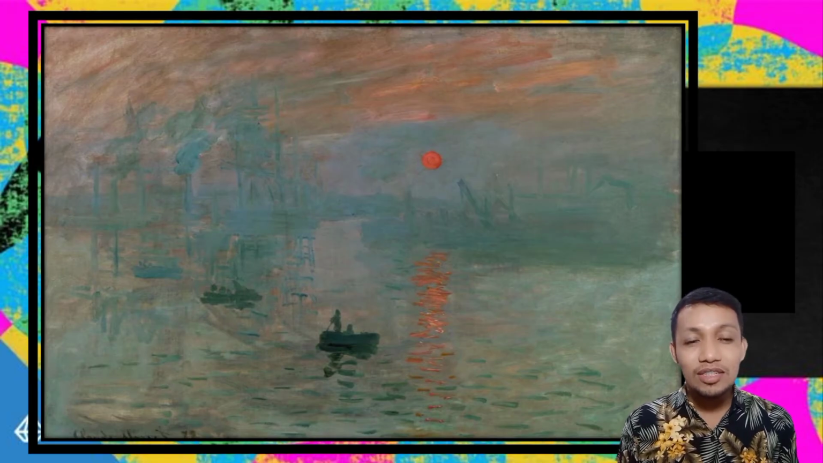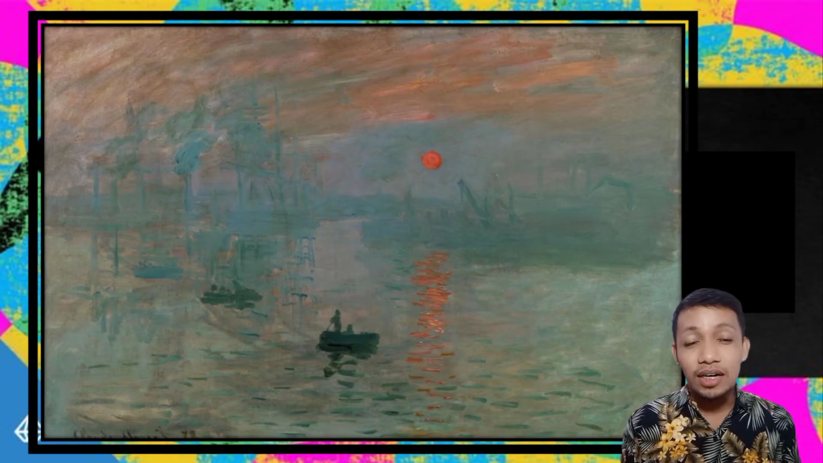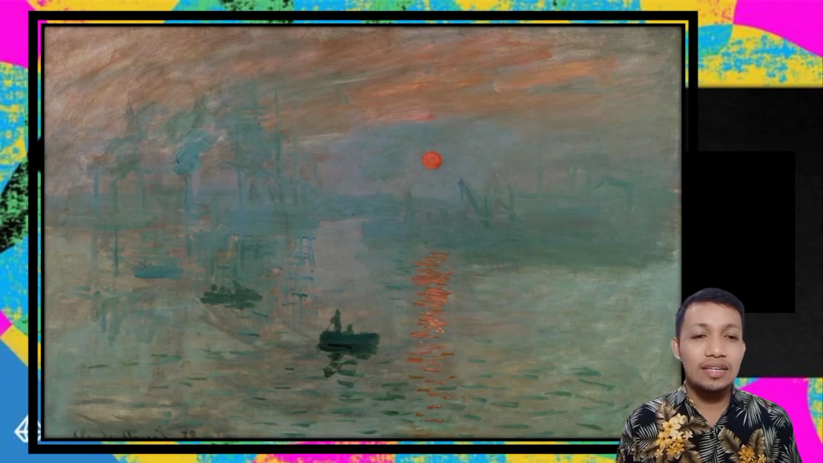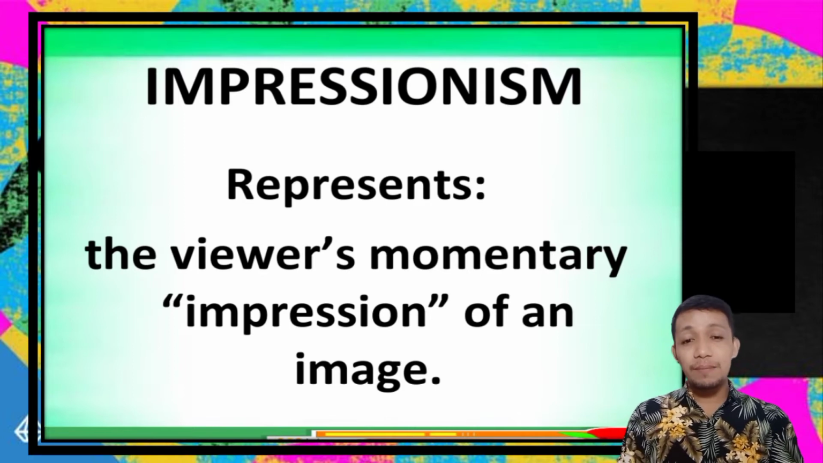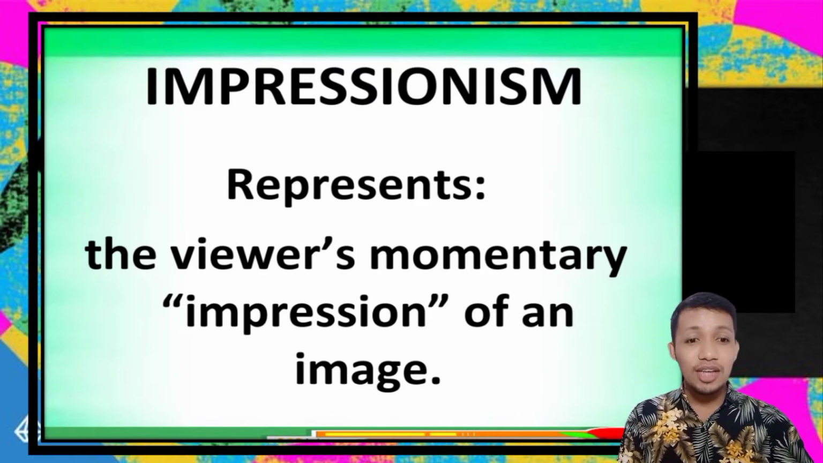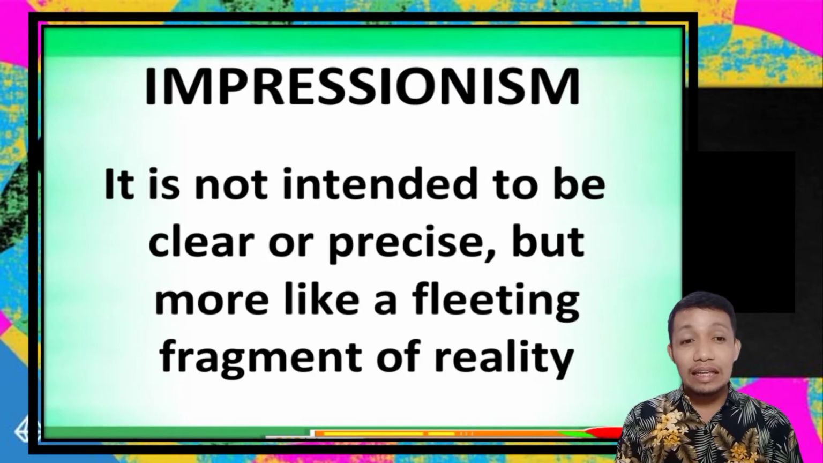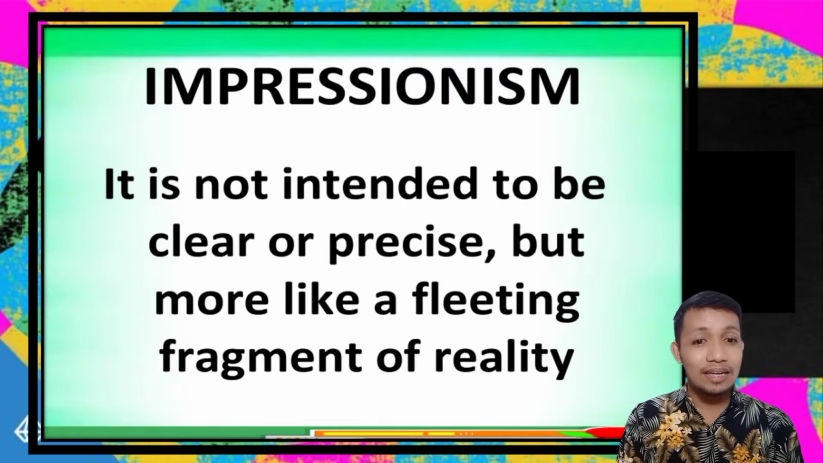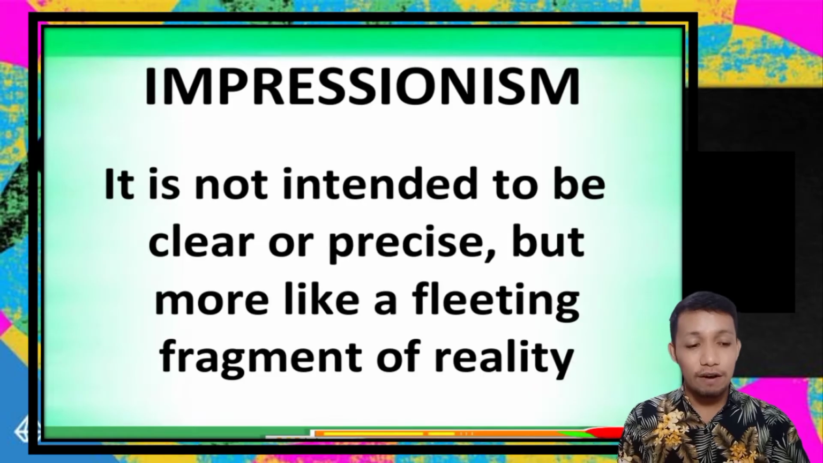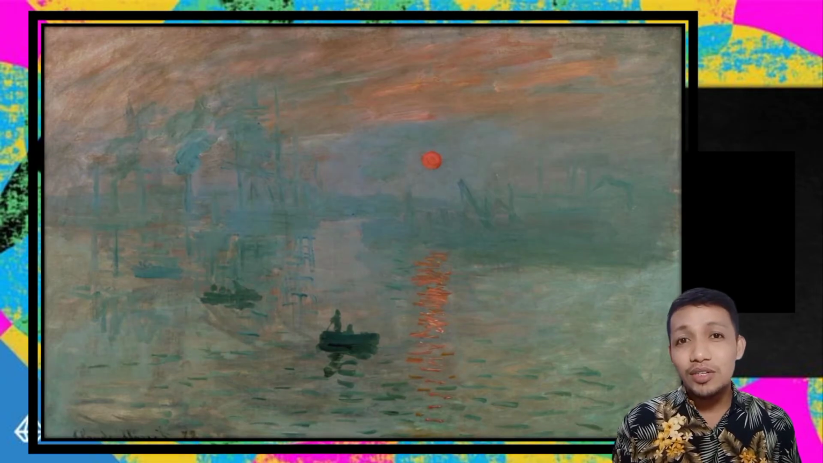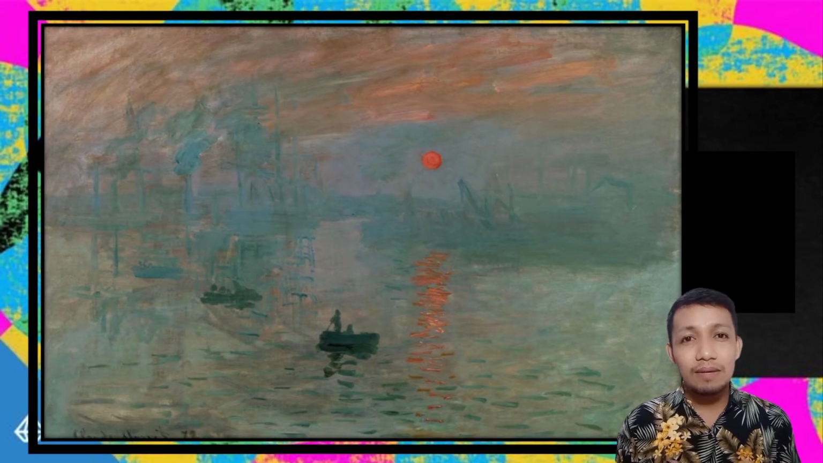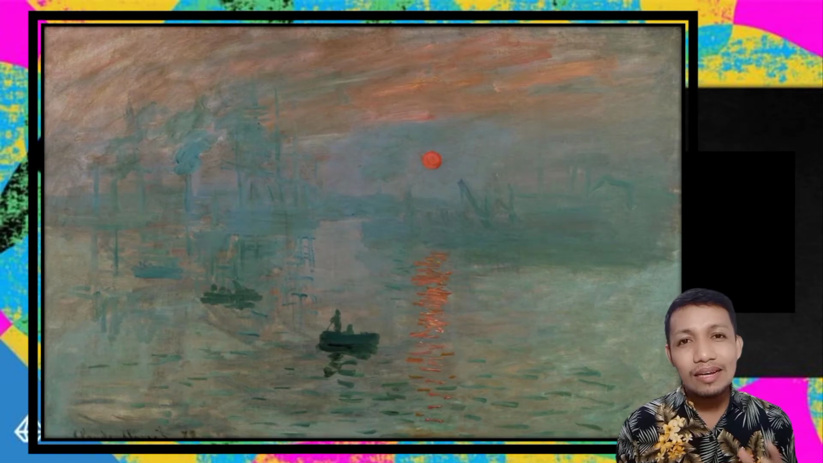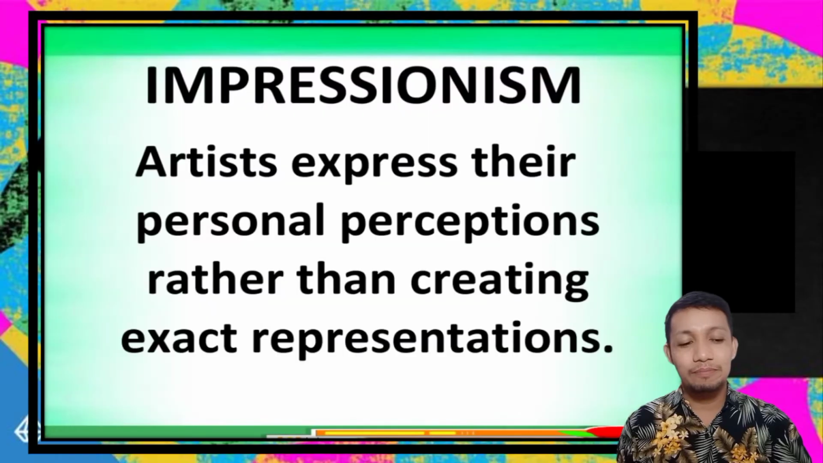As you can see, the brush strokes are well defined and the colors are not well mixed, and that shows us the exact characteristic of Impressionism. Impressionism represents the viewer's momentary impression of an image. It is not intended to be clear or precise, but more like a fleeting fragment of reality. So in Impressionism, subjects in paintings are actually inspired by reality, but subjects are not represented in a realistic way, which is just a fleeting fragment of reality.